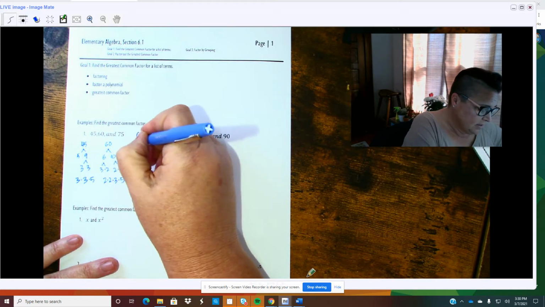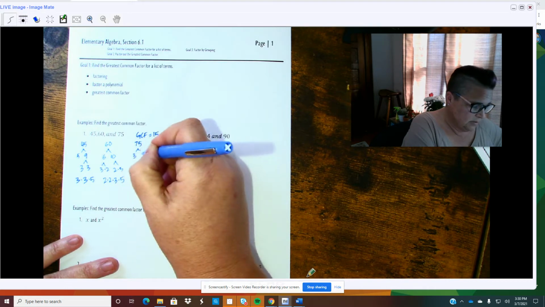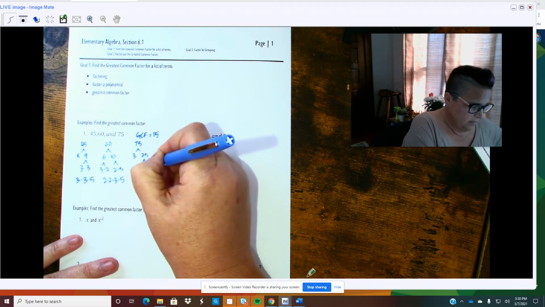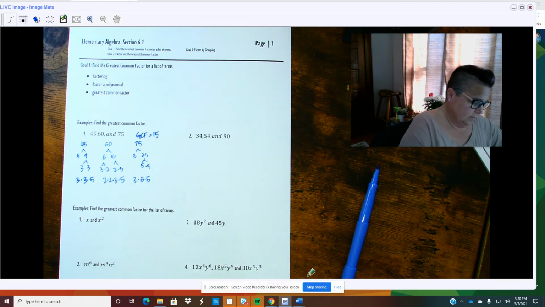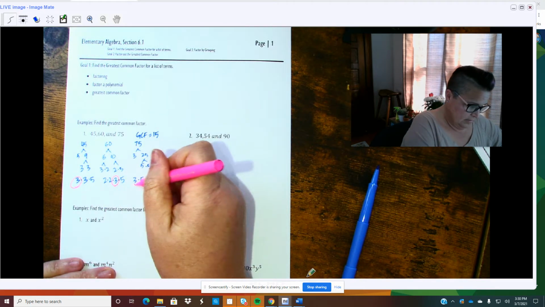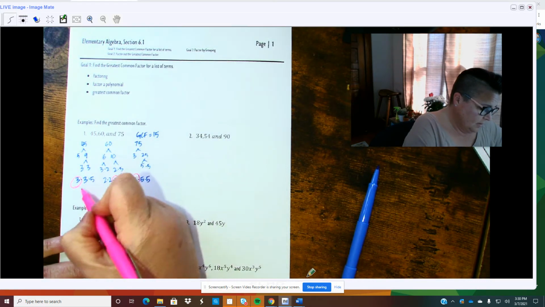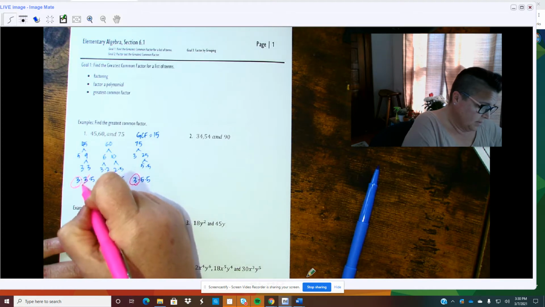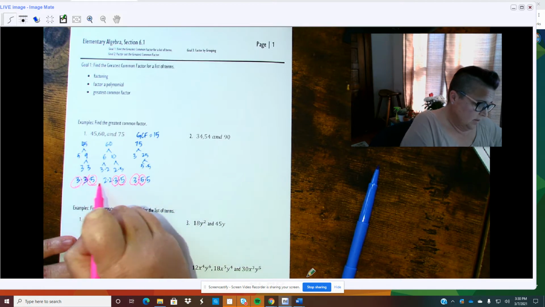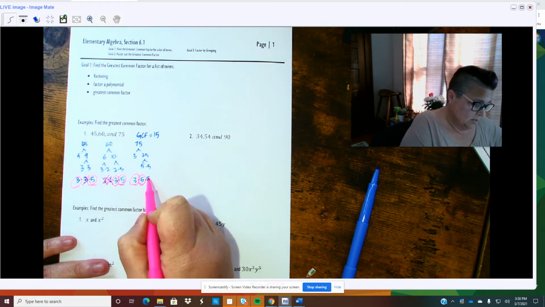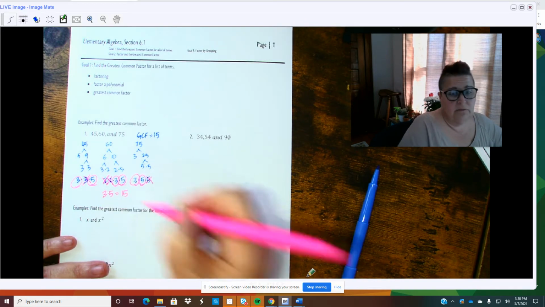And then lastly, you would list all the factors of 75. 75 is 3 times 25. 25 is 5 times 5, or 3 times 5 times 5. And you notice that all of these numbers are divisible by 3. This has a second 3, but none of the others do, so I would not use that. All of these numbers also have a 5. Only the 60 has 2, and nobody has a second 5. So my greatest common factor would be 3 times 5, which is indeed 15.